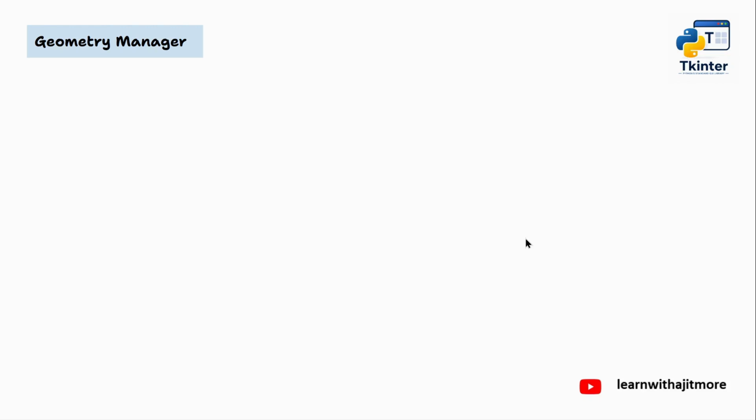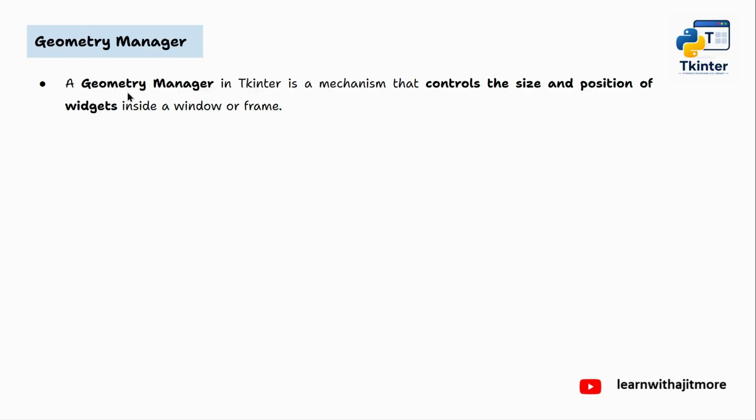Okay? Widgets means UI component or user interface element, visual component with which the user is going to do interaction. Okay? So, a geometry manager in Tkinter is a mechanism that controls the size and position of a widget inside the window or frame. Frame or window is the main window. So, inside your main window, where your components will be placed, their position, their size, everything is decided by geometry manager.